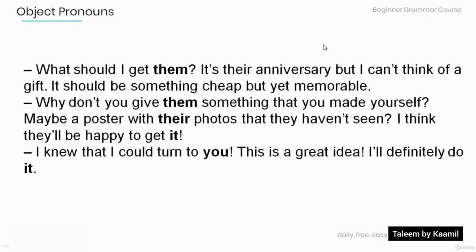What should I get them? It's their anniversary, but I can't think of a gift. It should be something cheap but yet memorable. Why don't you give them something that you made yourself? Maybe a poster with their photos that they haven't seen? I think they'll be happy to get it. I knew I could turn to you. This is a great idea. I'll definitely do it.